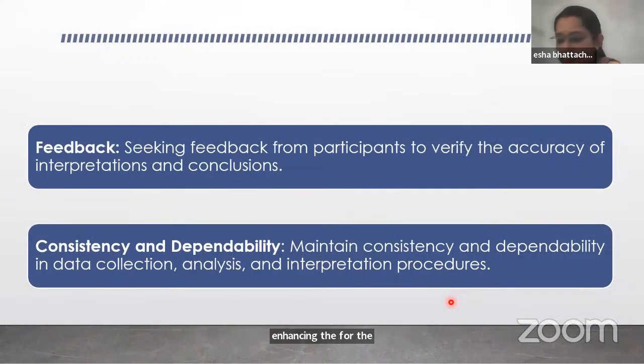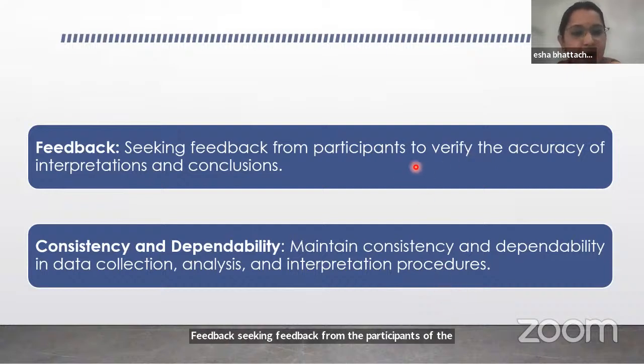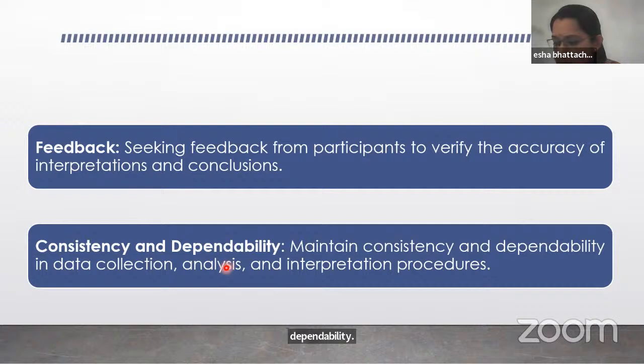Feedback: seeking feedback from the participants of the research to verify the accuracy of the interpretations and the conclusion, asking for their input or validation to ensure that their perspectives are accurately represented, is a way to ensure reliability. Consistency and dependability: maintaining consistency and dependability in data collection, analysis, and interpretation procedures can help in maintaining reliability.